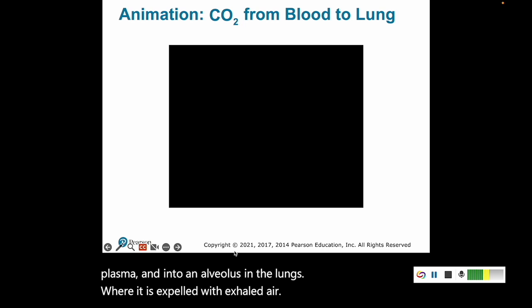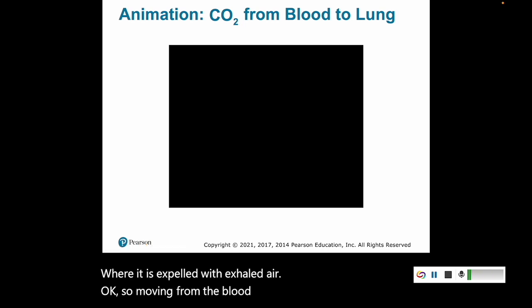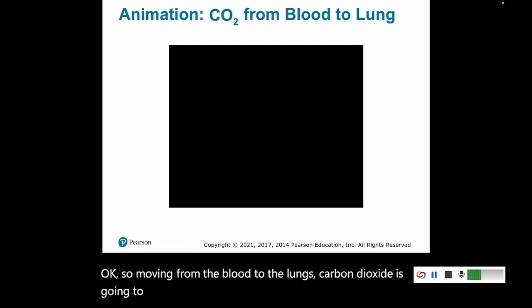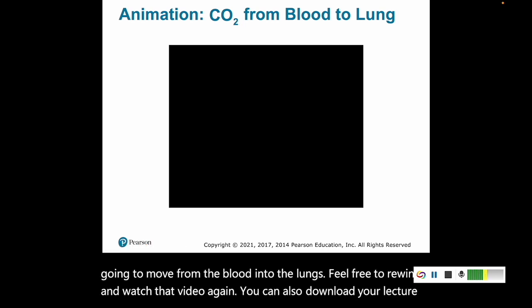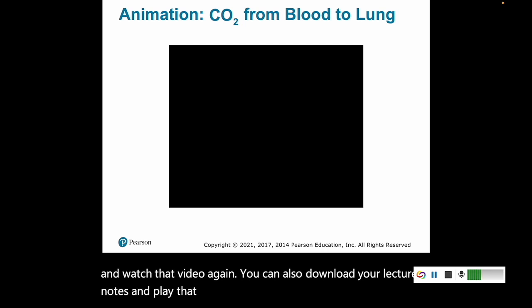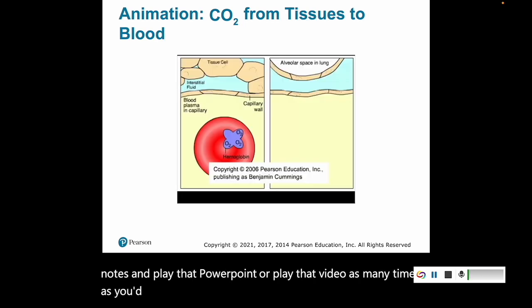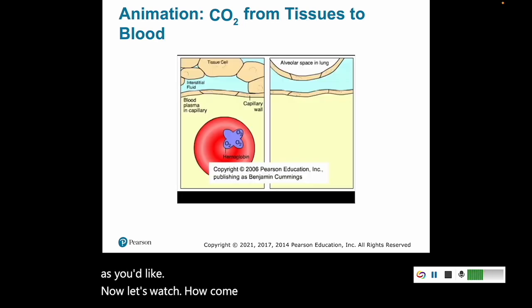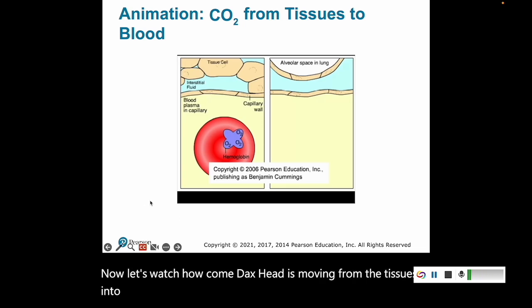Okay, so moving from the blood to the lungs, carbon dioxide is going to move from the blood into the lungs. Feel free to rewind and watch that video again. You can also download your lecture notes and play that PowerPoint or play that video as many times as you'd like. Now let's watch how carbon dioxide is moving from the tissues into the blood.